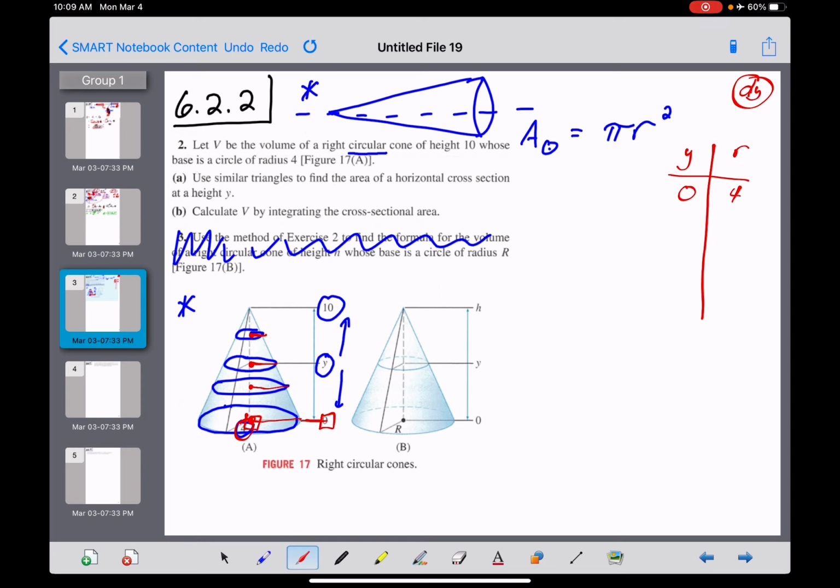Let me jump down here and say, okay, if we were to go all the way to the top of this cone right here, when y, your height, is equal to 10, how big is your radius there? Well, we don't even have a circle. The radius there is 0.